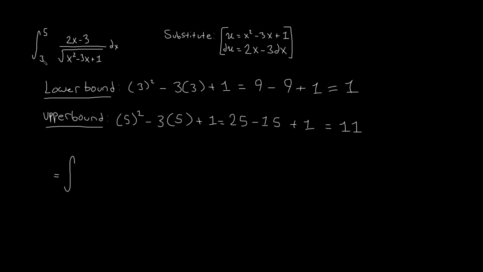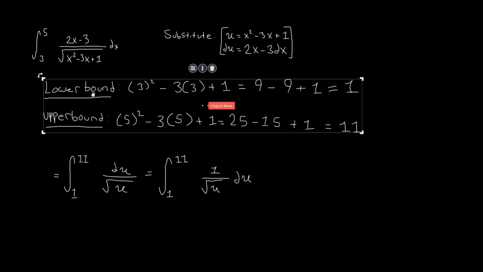We're replacing the lower bound 3 with 1. The lower bound is now 1. We're replacing the upper bound 5 with 11. The upper bound is now 11. We can now plug in our substitutions. On the bottom here we'll have u, and then on the top we'll have du. Du over the square root of u is the same thing as 1 over the square root of u times du. I'm going to make some room here.